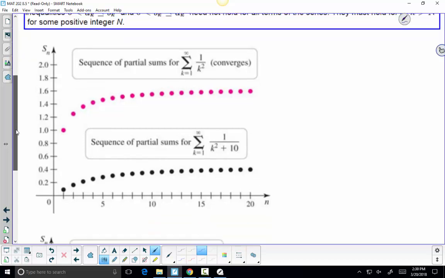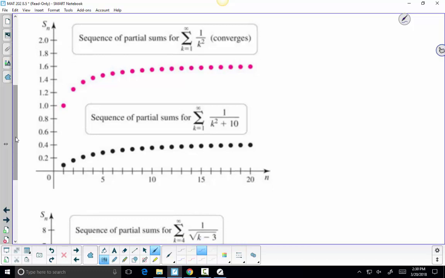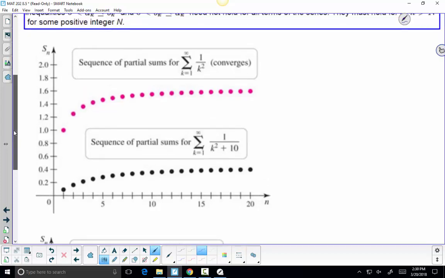So here's a simple picture. We have 1 over k squared. We know that converges. If we add a 10 in the denominator, is that going to change the series from convergent to divergent? No. Those series should behave in a similar way. So let's see if we can establish the relationship here.